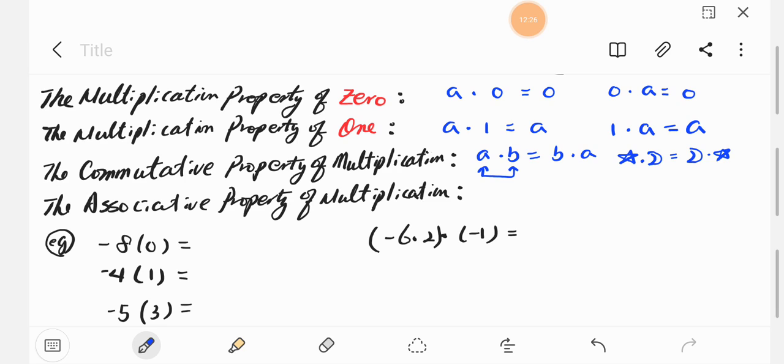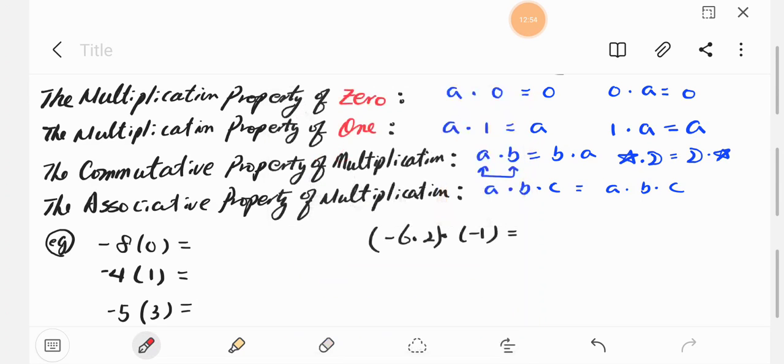How about the associative property of multiplication? As I mentioned earlier in addition, the order of three parts is the same. A times B times C, the order is the same. Then even this one, A times B times C, the order is the same. And then what you can do is group the first two.